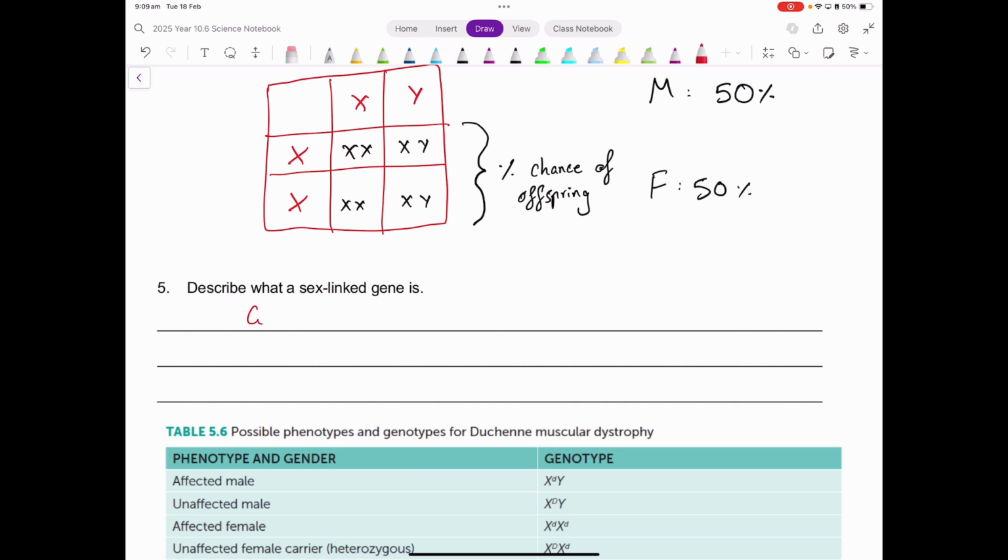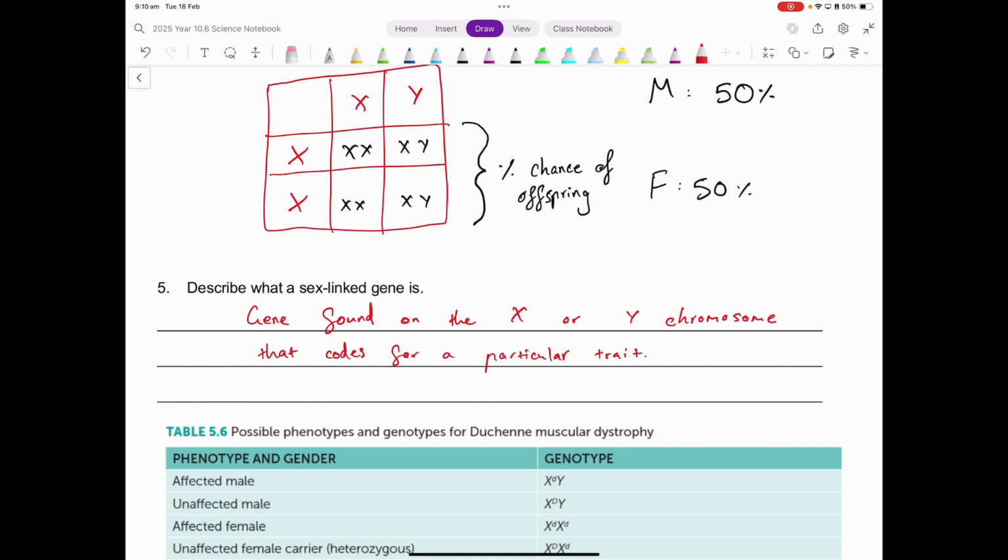Number one, it is a gene found on the X or Y chromosome that codes for a particular trait.